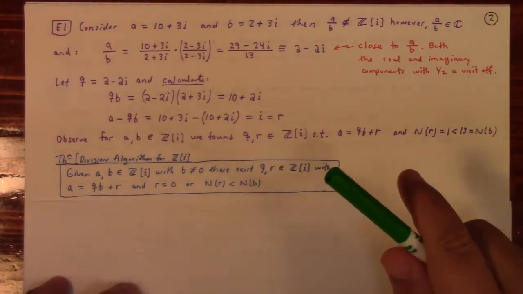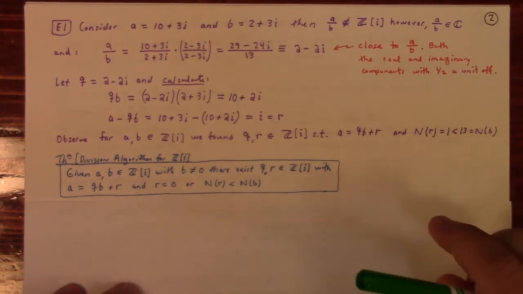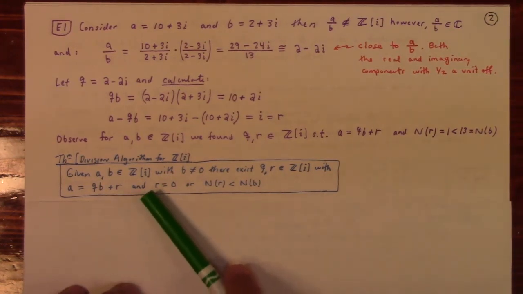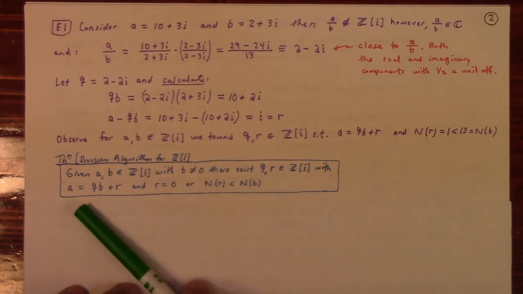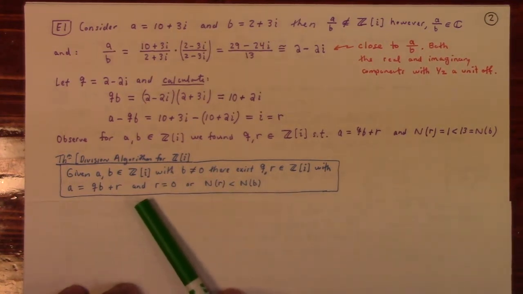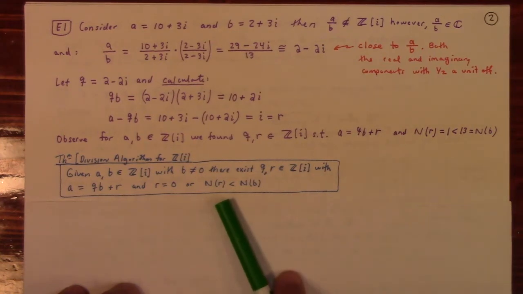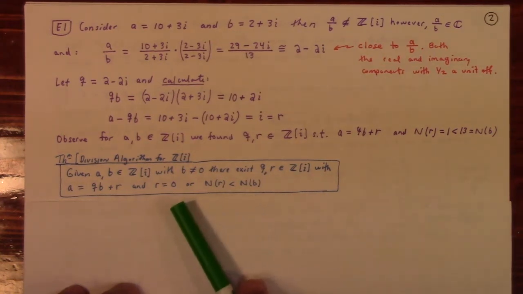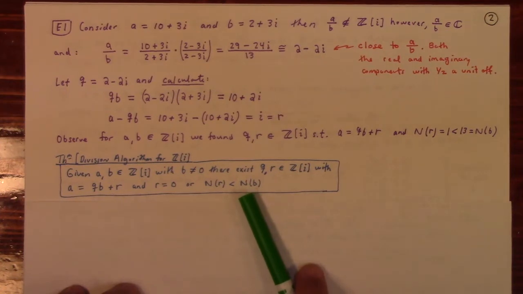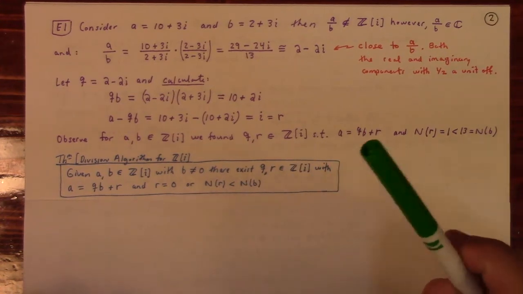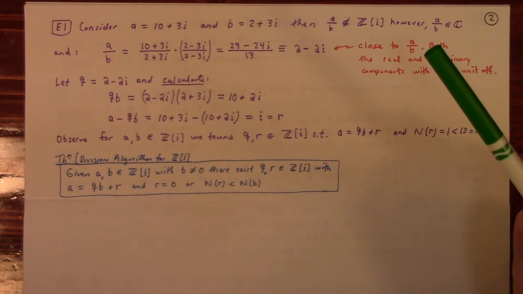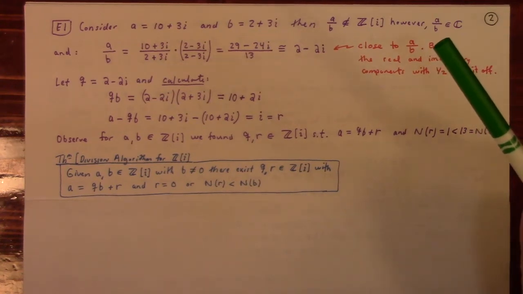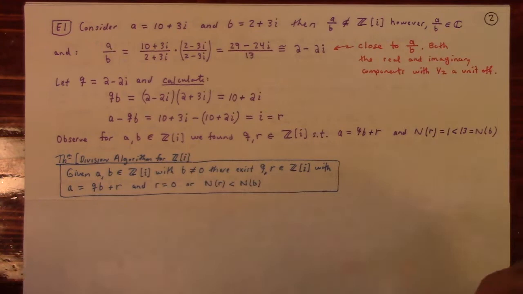Here's the division algorithm for the Gaussian integers. Given a and b Gaussian integers with b non-zero, there exist a quotient and remainder Gaussian integers with a equals qb plus r, and either r is 0, or the norm of r is less than the norm of b. I guess you could just say norm of r less than or equal to b. Well, norm of r less than b, I should say. Less than the norm of b. So, yeah, example 1 illustrates how that division algorithm is accomplished. Don't worry, I have more examples.